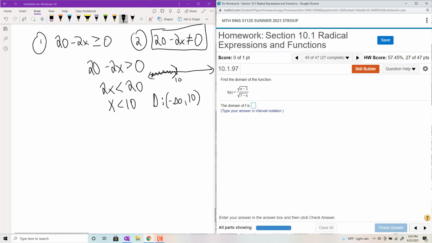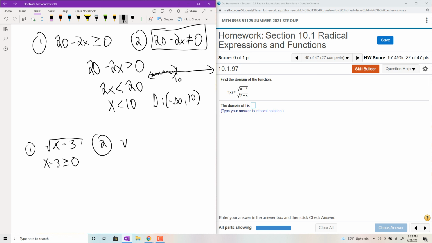Okay, so again, there's more issues now in this one. Firstly, for the square root of x minus 3 in the numerator, we have to make sure that x minus 3 is greater than or equal to 0. Secondly, for the 7 minus x in the denominator, I have to make sure that 7 minus x is greater than 0 and not equal to 0. So we need to find where this thing is greater than 0. First we figure out where it's greater than or equal to 0, and then figure out where it's actually equal to 0.